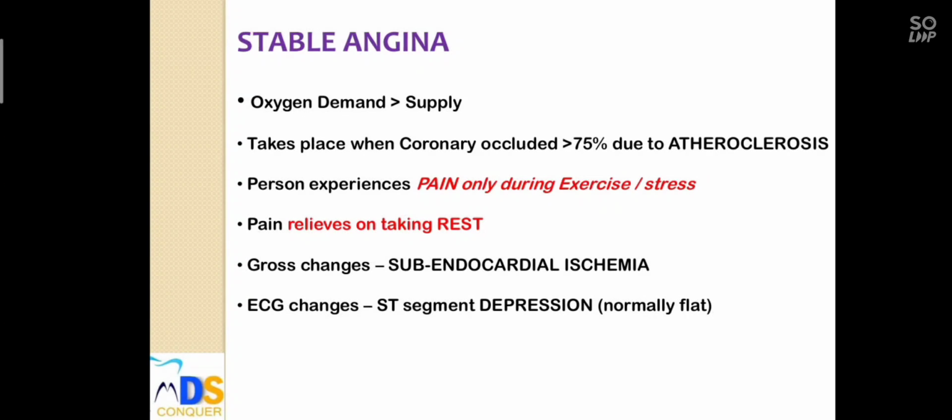Grossly, we see subendocardial ischemia in the ventricular region. In ECG, we can see ST segment depression. Normally it is flat, but we see a depression in the ST segment.